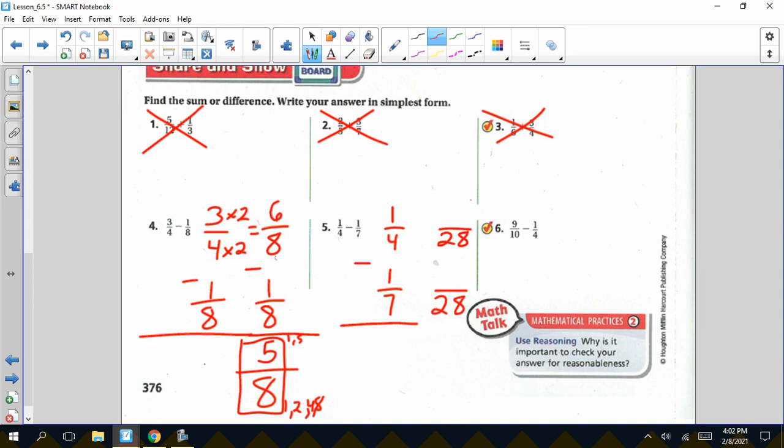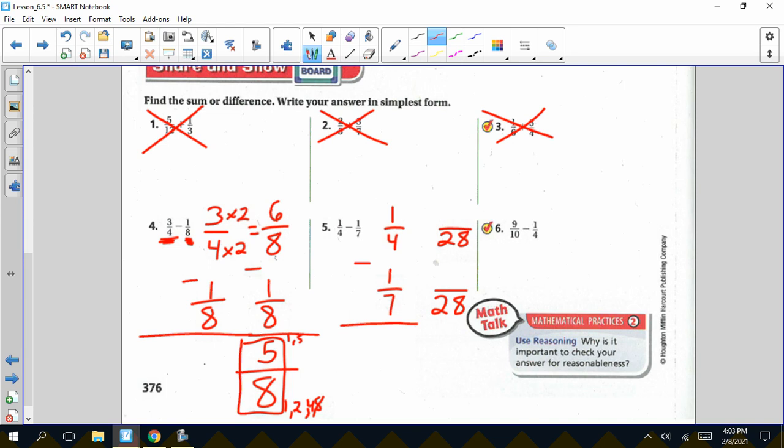Now, going back to the previous problem, if I would have taken 4 times 8, I would have gotten 32. 32 would work as a common denominator, but it is not the least common denominator. So we wouldn't necessarily want to use that because it would require a little bit more work at the end, but it would still give us the correct answer of 5/8 when we got done.